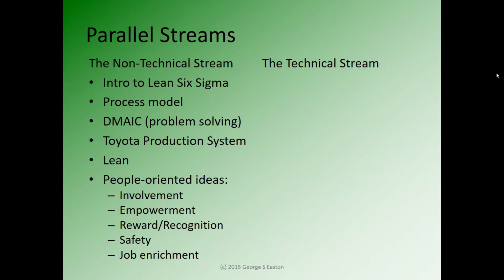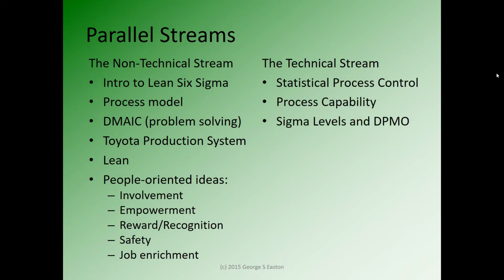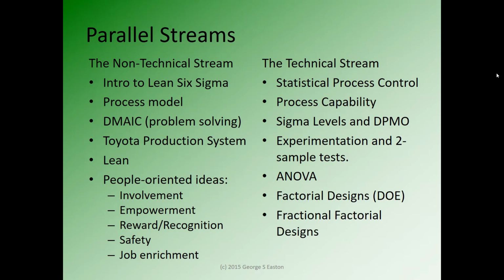And I think that starts in cycle 3. But the kinds of things we'll be looking at in the technical stream are statistical process control, process capability, what sigma levels are, and the associated DPMO, defects per million opportunities. We'll be looking at experimentation and two-sample tests, analysis of variance, factorial designs, fractional factorial designs, and then MSA, MSE stands for Measurement System Analysis and Measurement System Evaluation. So expect to have both technical and non-technical material in each of the cycles.